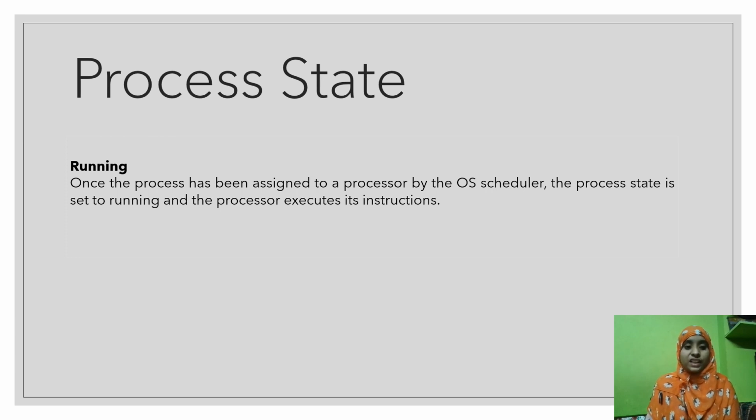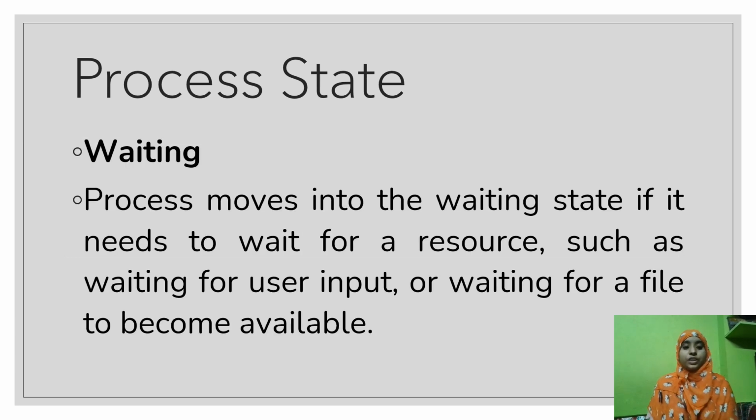Running. Once the process has been assigned to the processor by the OS scheduler, the process state is set to running and the processor executes its instructions. Waiting state. A process moves into the waiting state if it needs to wait for a resource, such as waiting for user input or waiting for a file to become available.